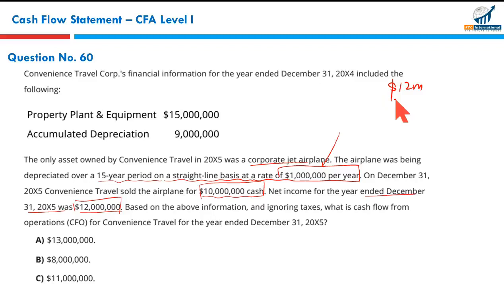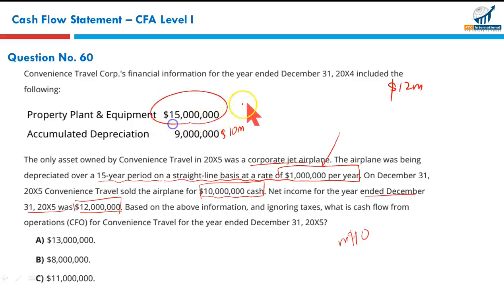Next step, how much was the gain or loss on disposal? If you just look at this information, we charge depreciation of 1 million every year. If 9 million was the opening balance of accumulated depreciation, an additional charge of 1 million this year would make a total balance in accumulated depreciation of 10 million.